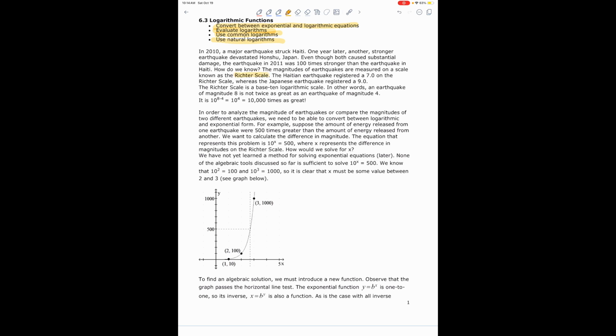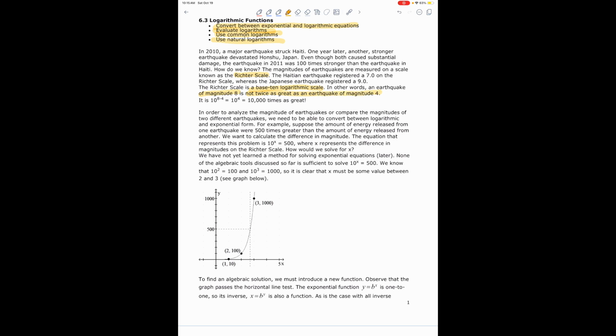The Haitian earthquake registered a 7.0 on the Richter scale, whereas the Japanese earthquake registered 9.0 on the Richter scale. The Richter scale is a base 10 logarithmic scale. In other words, an earthquake of magnitude 8 is not twice as great as an earthquake of magnitude 4.